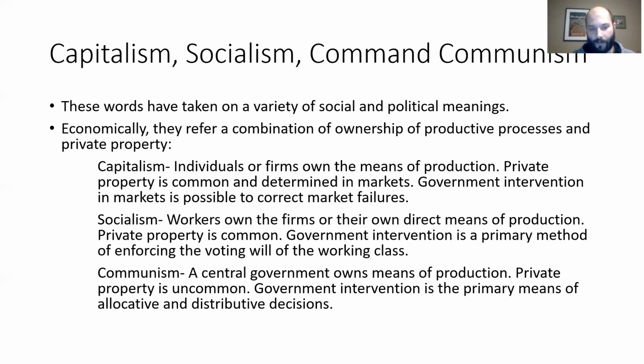In socialism, workers own the means of production. Private property is still common, and government intervention is a primary method of enforcing the voting will of the working class. So perhaps more role of government intervention. And ultimately, I think in the cultural or social sphere, we often talk more about socialism as tax. And of course, tax is consistent with capitalism and government intervention, which we'll see especially in Keynes and some of our more modern economics.